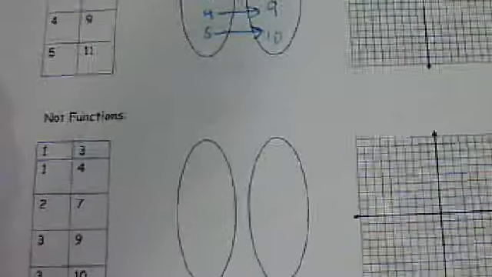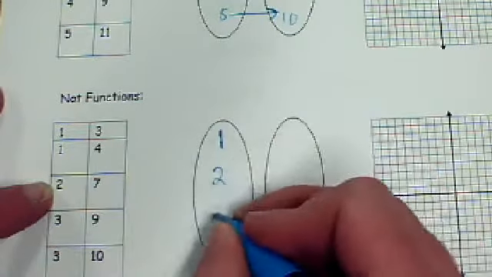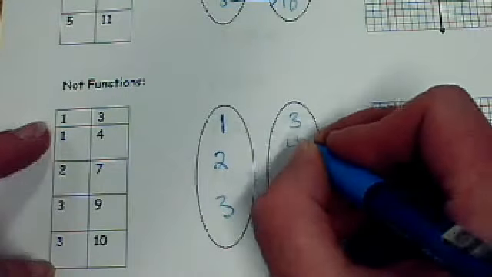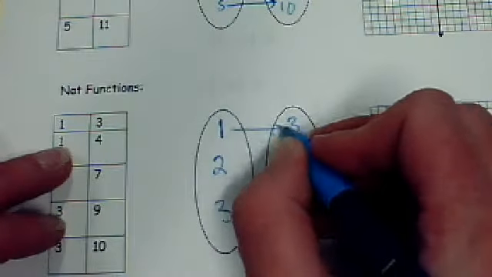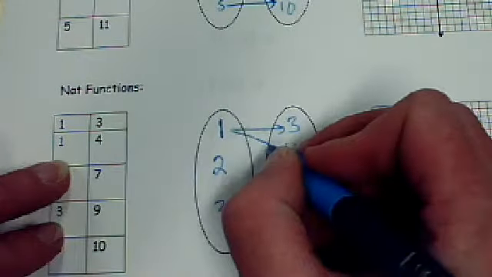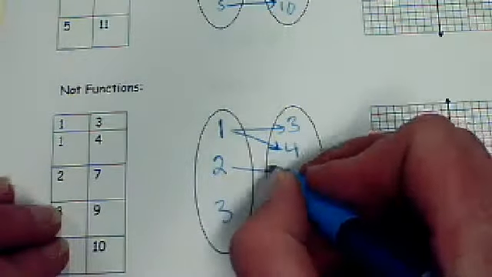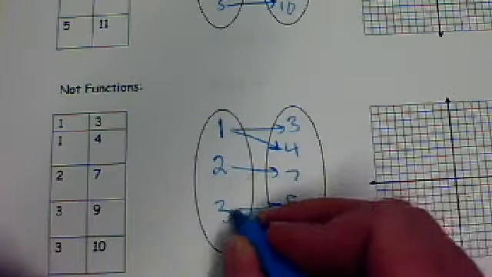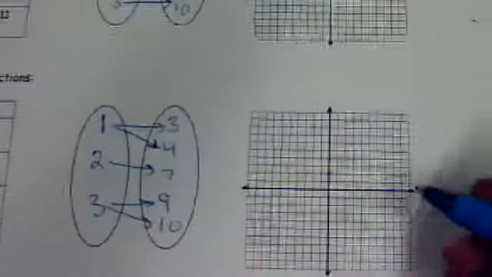Now, not a function. Notice I only really have 3 things in that original column. And that the 1 is going to the 3 and the 4. That makes it not a function. Even if 2 is only going to 7, we still have a lot of non-function behavior going on when one of these values go to more than one of those.